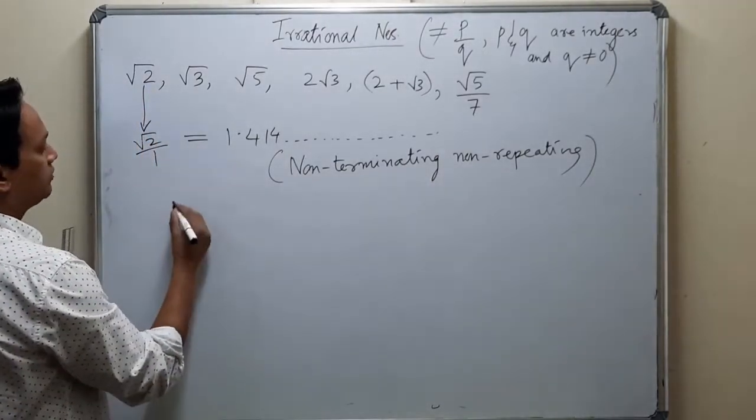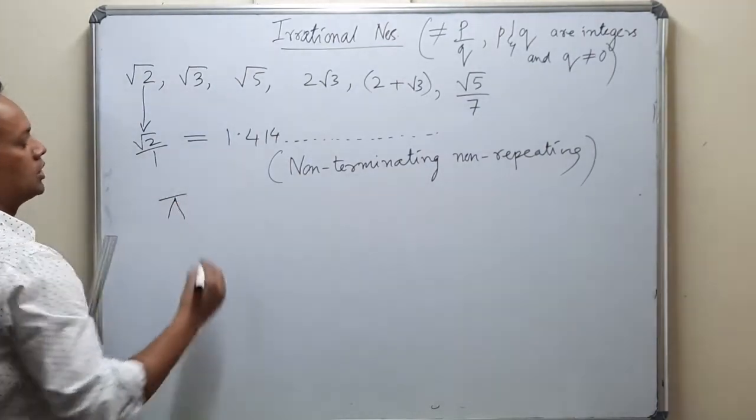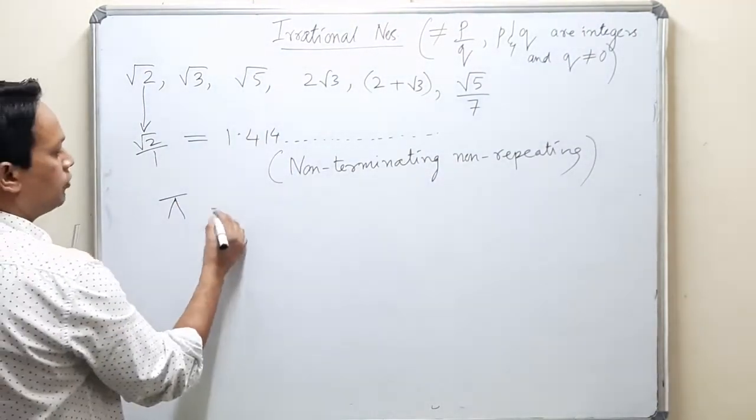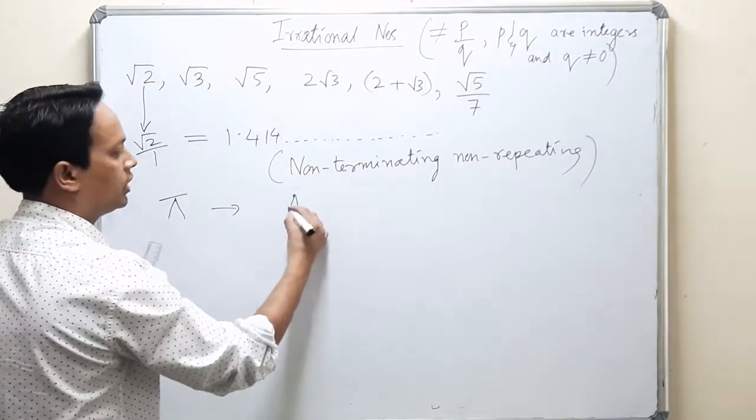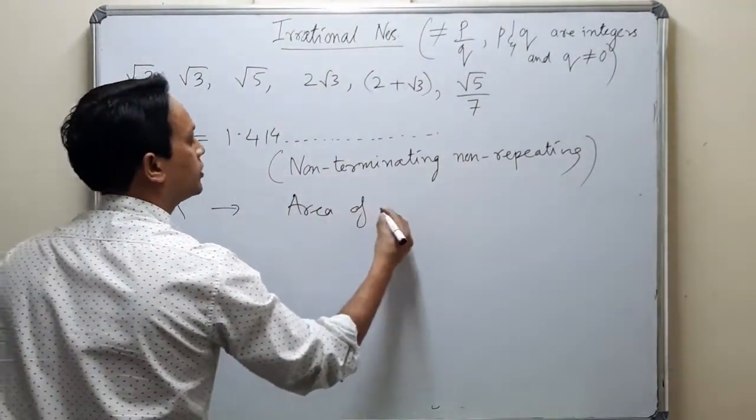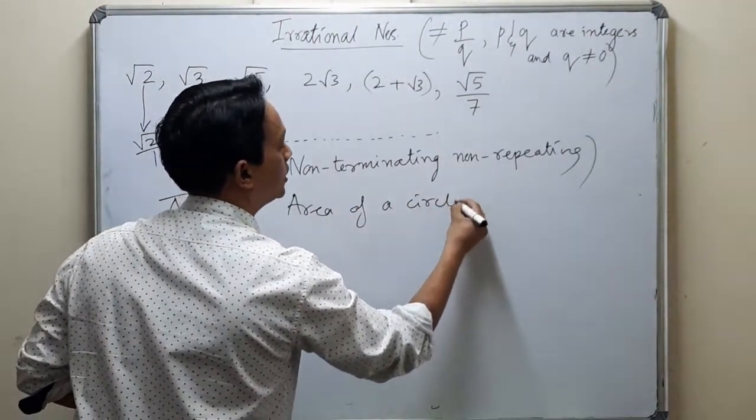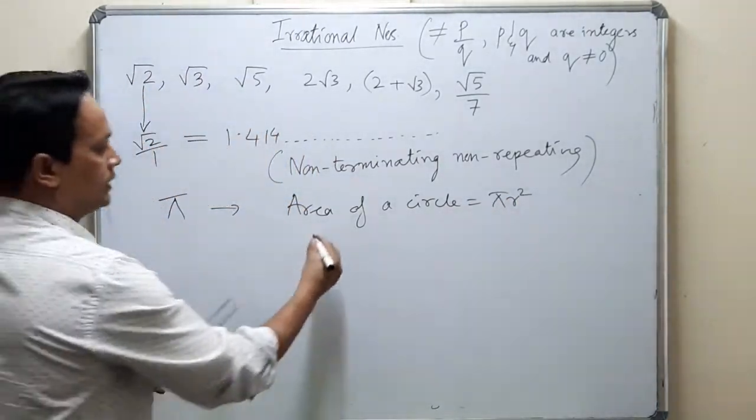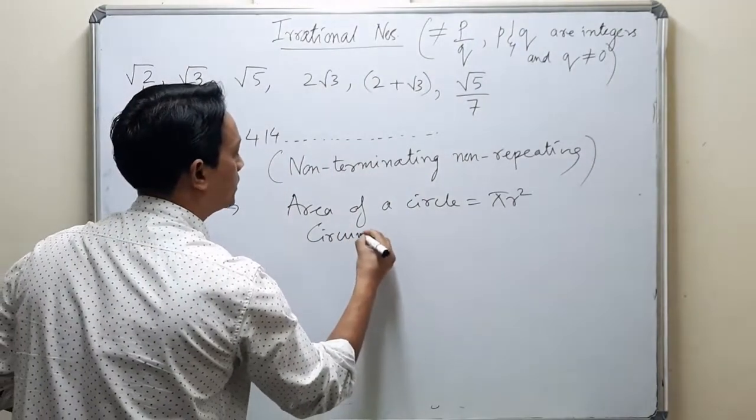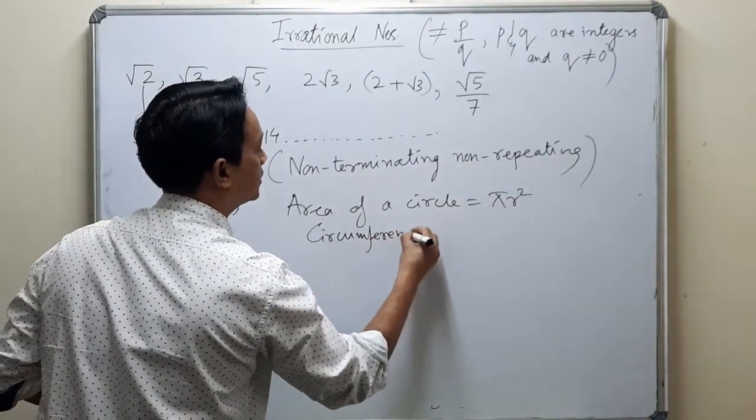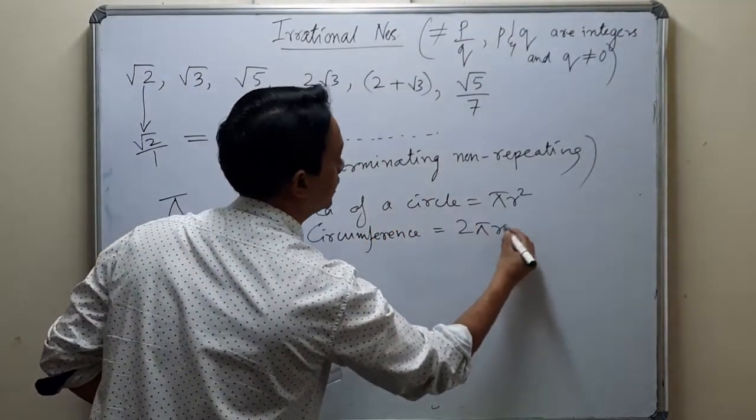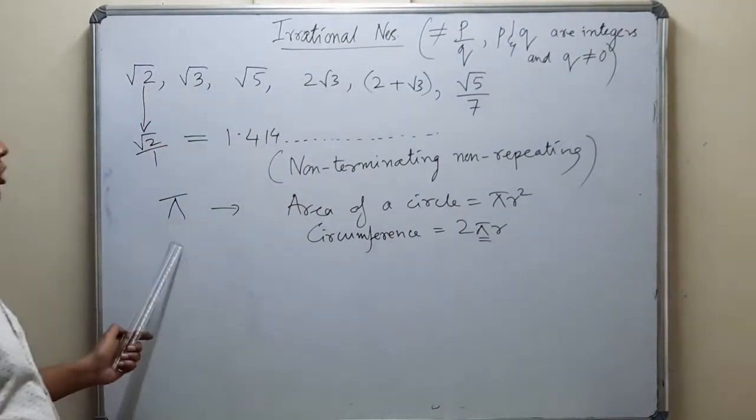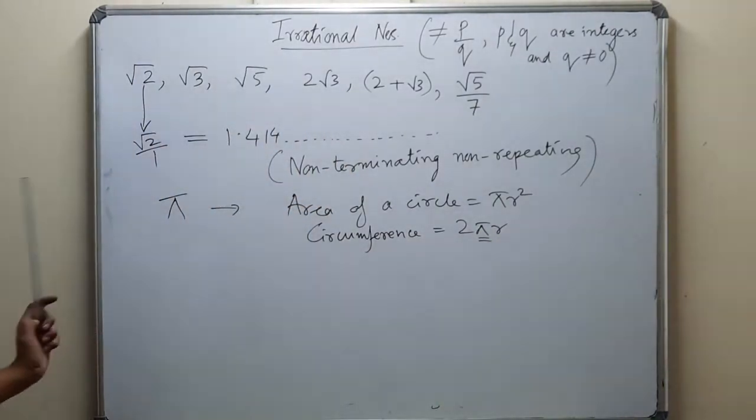Another very common number which we come across is this letter pi. Actually, we use this letter pi in area of circle. What is area of circle? Area of a circle is pi r square. Or circumference equals 2 pi r. So this letter pi, we use this letter. So this is also another irrational number.